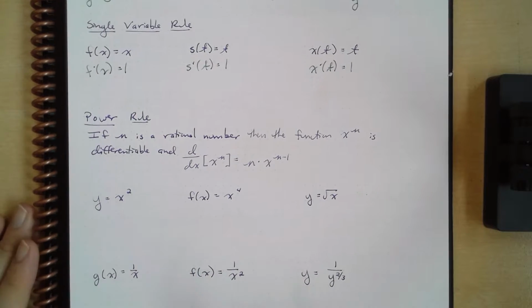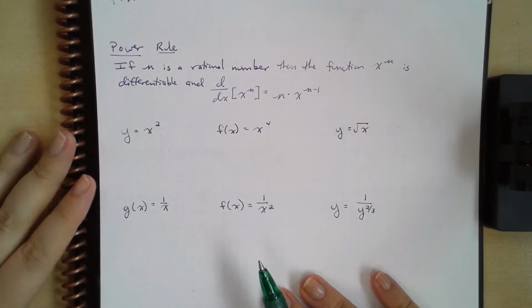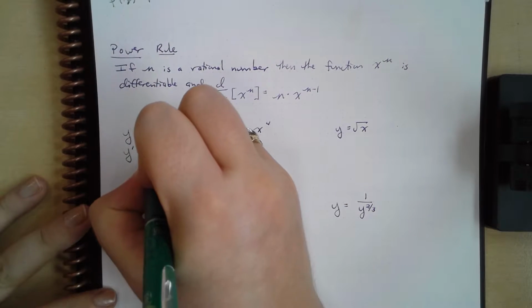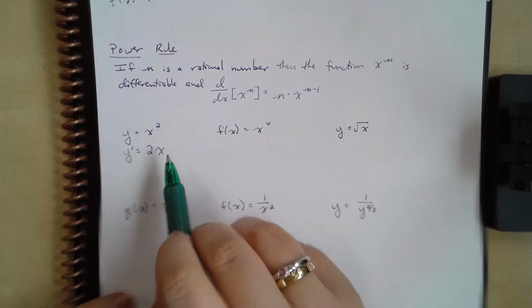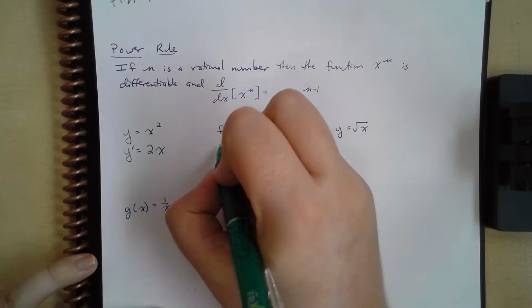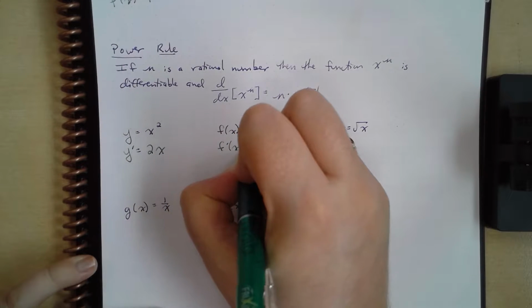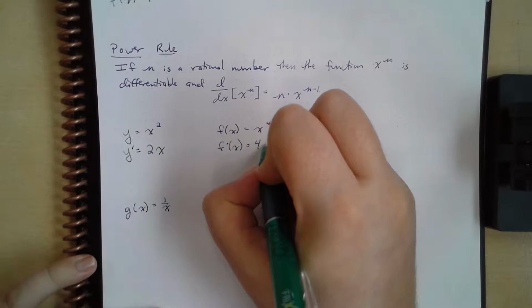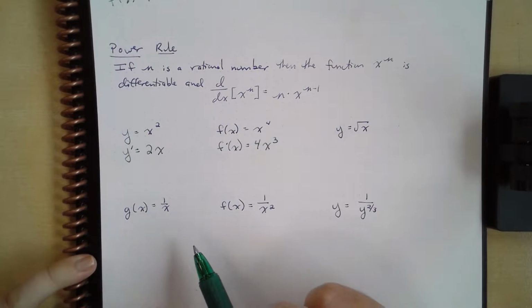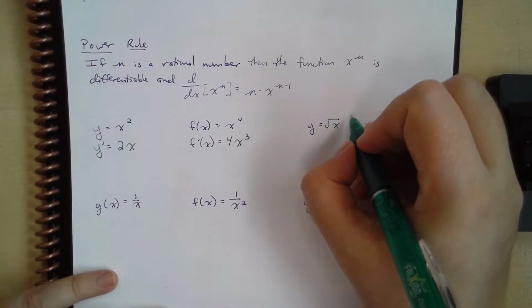So here we have y equals x squared. The derivative of y equals x squared, y prime, is going to be equal to 2x, right? I didn't write 1. You could. It's correct, but I did not because I don't need to. F prime of x is going to be 4x cubed, right? I moved that 4 in front. I subtracted 1.